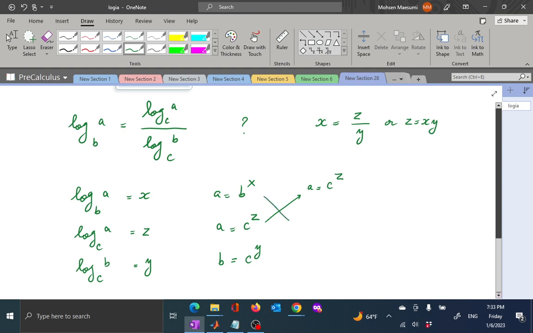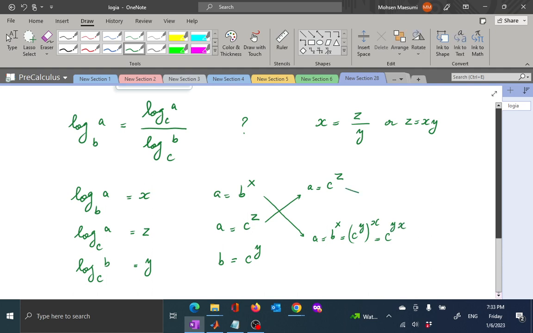And here I have a is equal to b to the power of x. B itself is c to the power of y. And now you remember the rule of exponents. If you have a power and then an x power, what do you do with these two powers? You of course multiply them. Is that right?